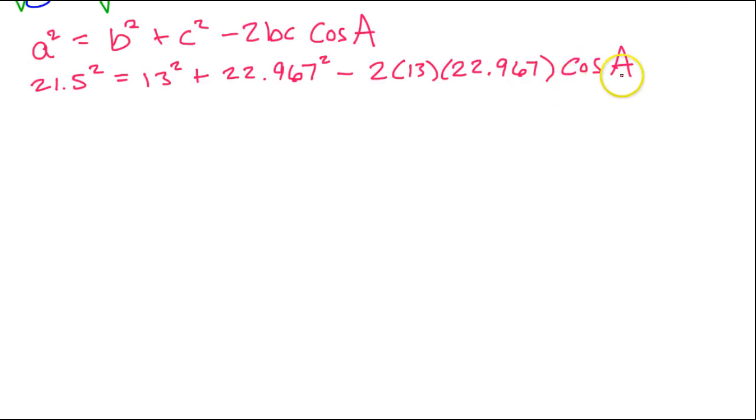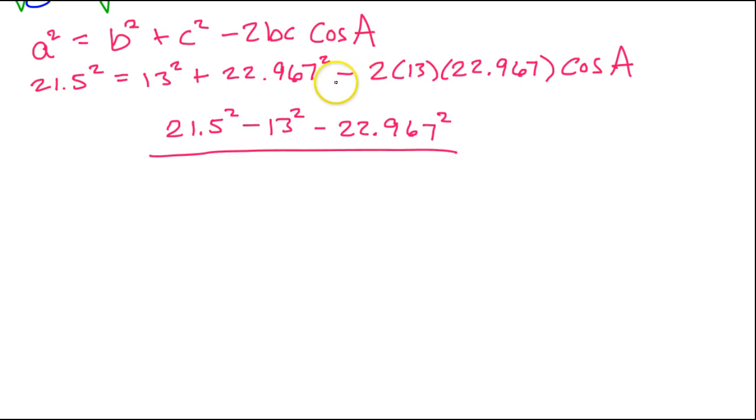Alright, in order to get cosine A by itself, we need to subtract these two terms from both sides. So that's going to leave us with 21.5 squared minus 13 squared minus 22.967 squared. So now I've subtracted these two away. But then we need to divide by this part that's still in front of cosine A. So I'm going to divide, and that's going to put it in the denominator like this.